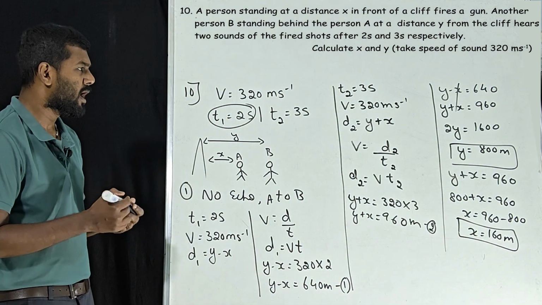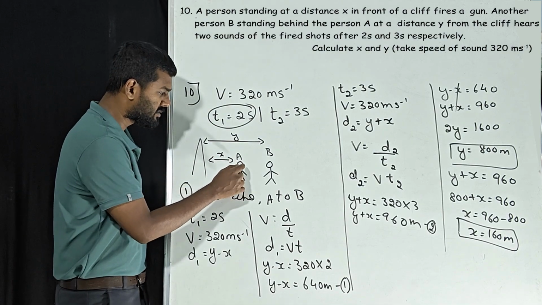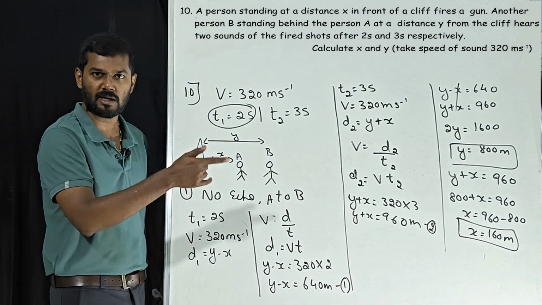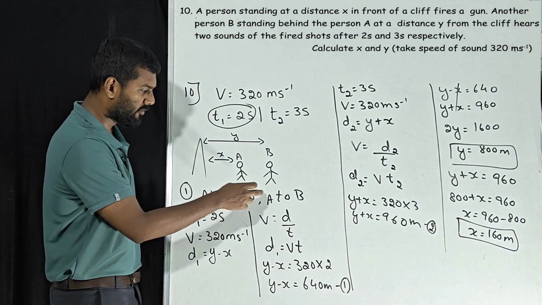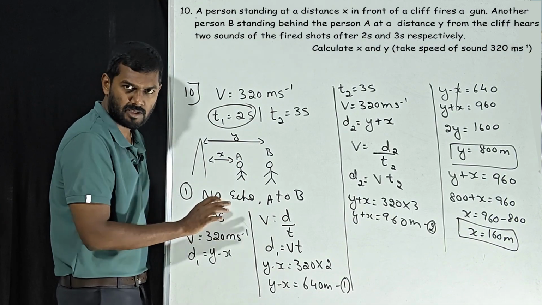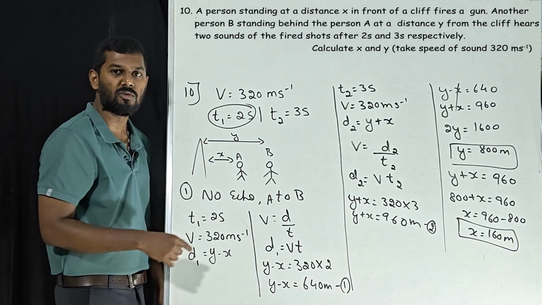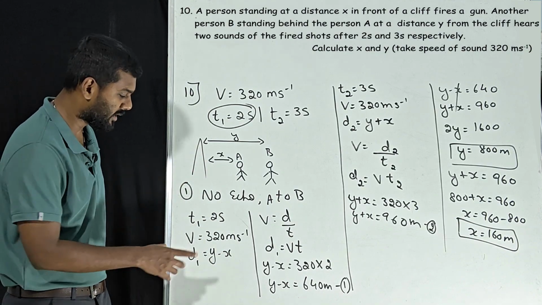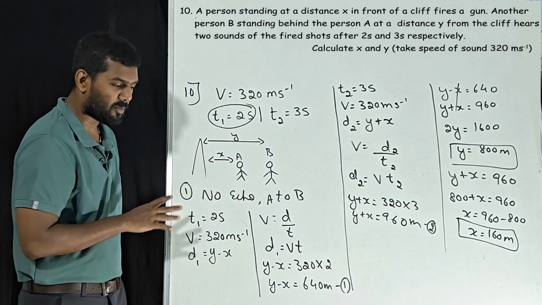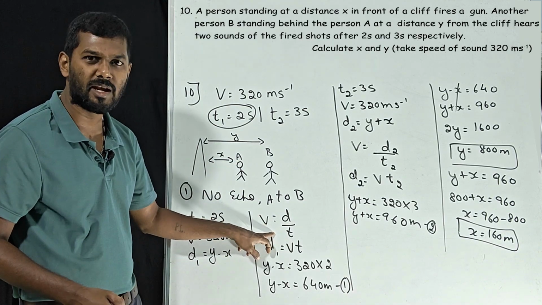Okay, so first understand the concept here. Initially the sound traveled from A to B directly, correct? So no echo. When there is no echo, which formula do we have to use? v is equal to d by t. But taking this d1 and d2 value in both the cases is very much important. In d1 we understood properly, correct? So why are we using v is equal to d by t? Because it is not related to echo.